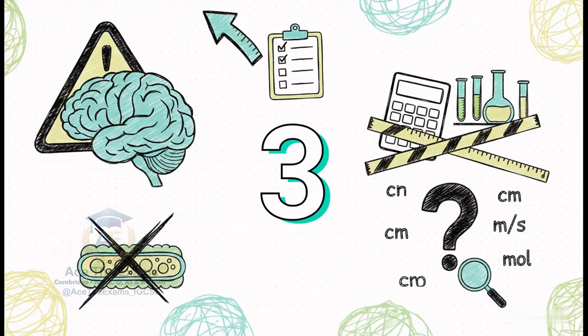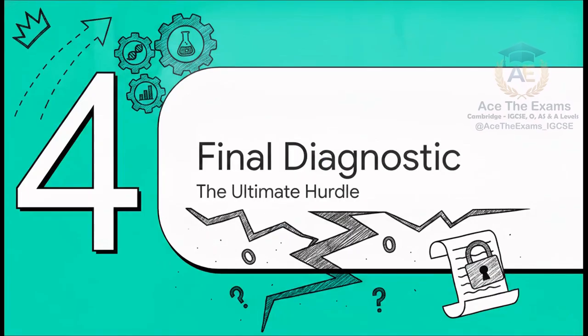There are 3 massive examiner warnings you absolutely must carry into the exam hall for the cell surface membrane topic. Number 1, watch out for answers that are not specific to the given context. Number 2, do not forget to include units in your calculations. And number 3, failing to double-check your units and terminology during your evaluation phase. Which leads us perfectly into Section 4, the final exam diagnostic.